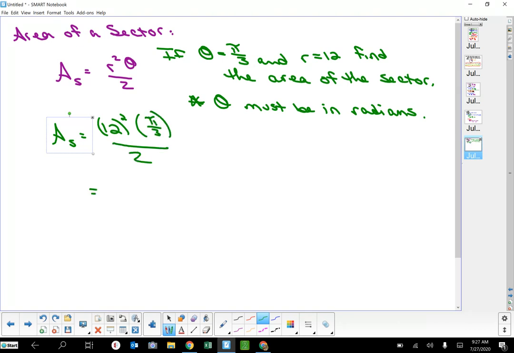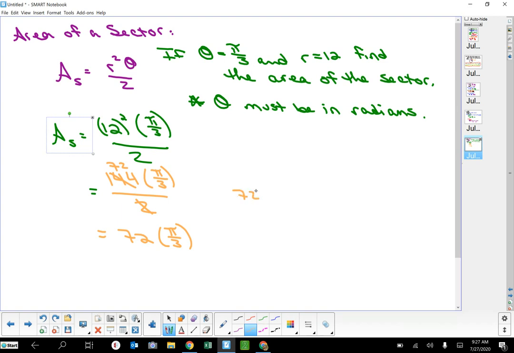So here's how I would simplify this. I'm going to use a calculator as little as possible. So I have 144 times pi over 3 over 2. And 2 over 144 is 72 times pi over 3. That's 2 goes into here 72 times, right? Because 2 goes into 14 7 times and 2 goes into 4 2 times. That's just halfway decent math.